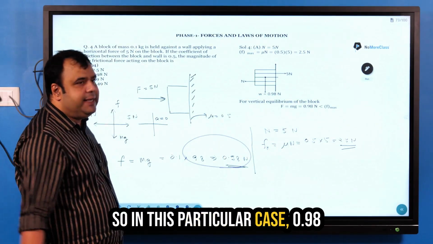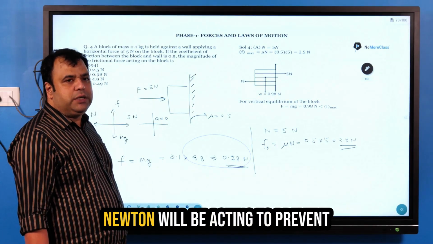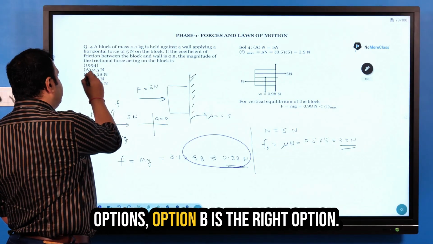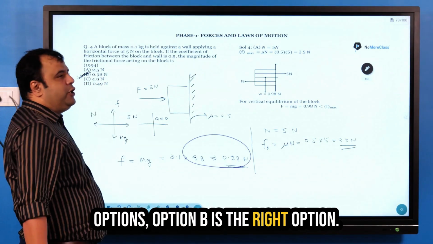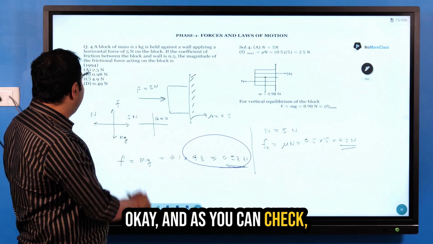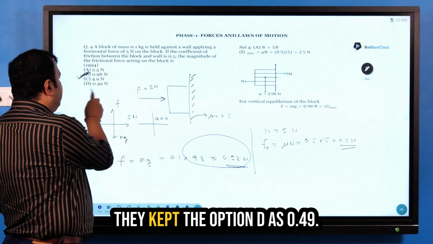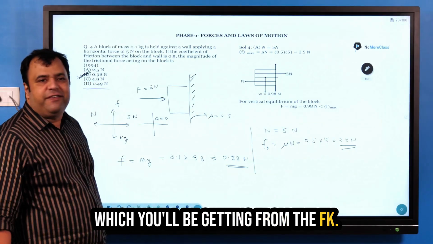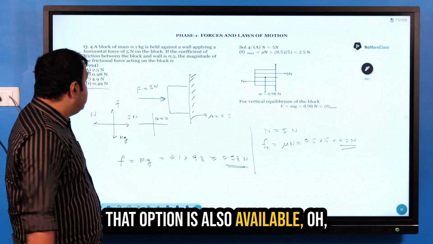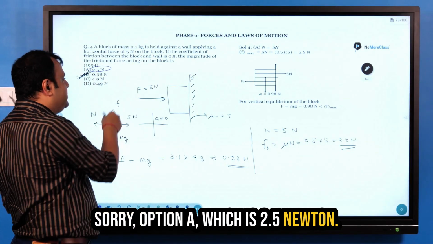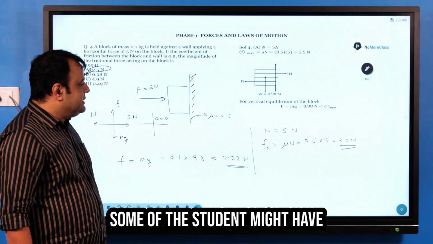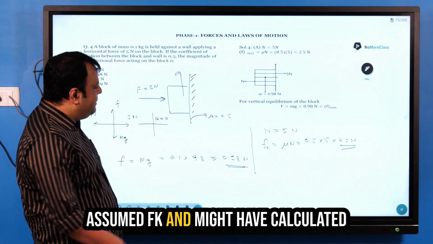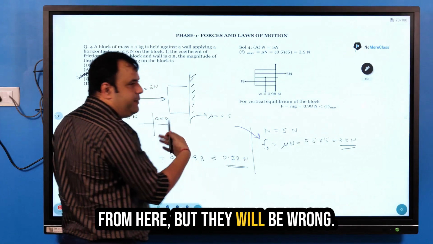So in this particular case, 0.98 newton will be acting to prevent the motion. And as you can check the options, option B is the right option. Okay, and as you can check, just to confuse, they have kept option D as 0.49. Oh, sorry, option A, which is 2.5 newton, which you will be getting from the Fk. That option is also available. Some of the students might have assumed Fk and might have calculated from here, so they may be wrong.